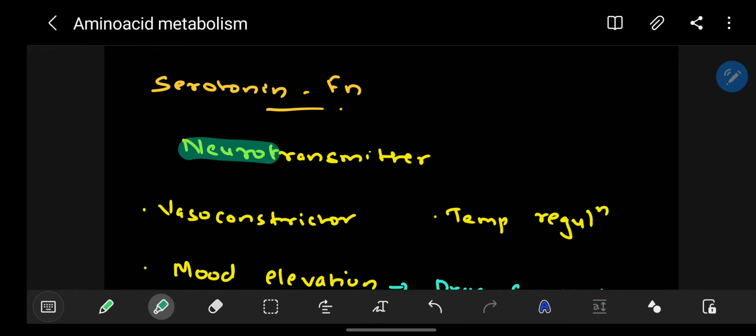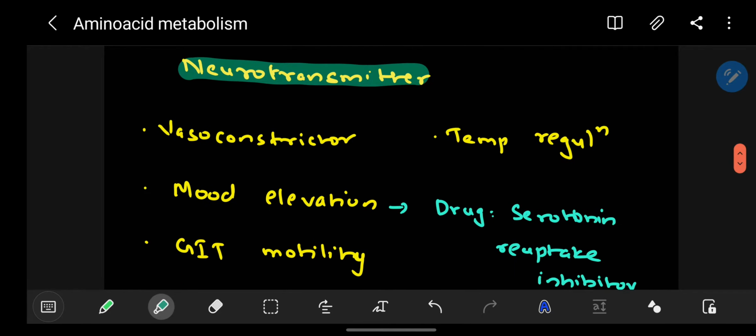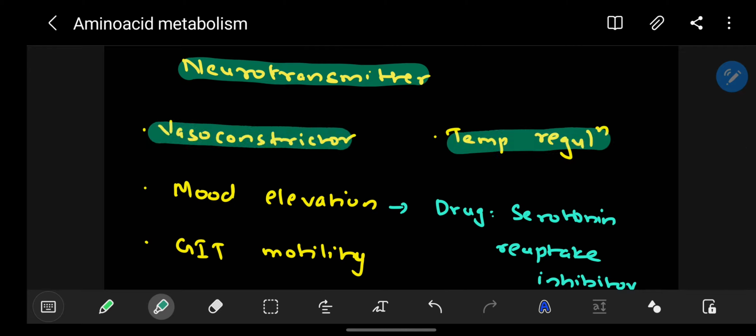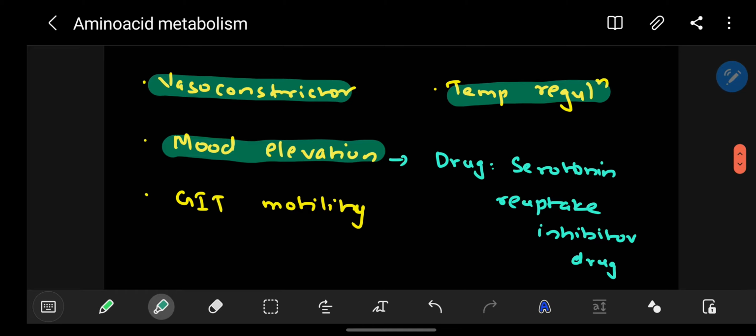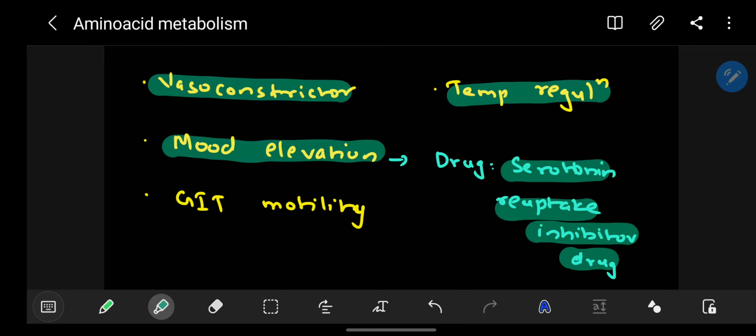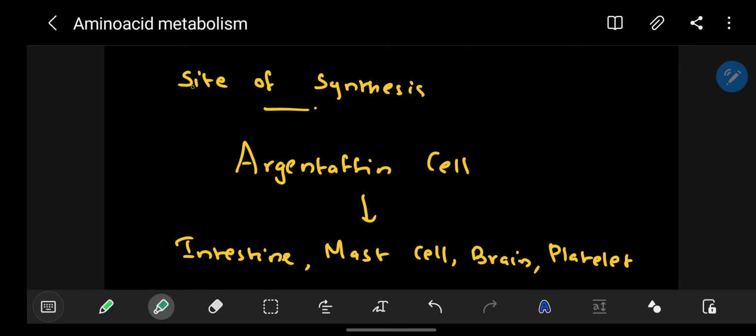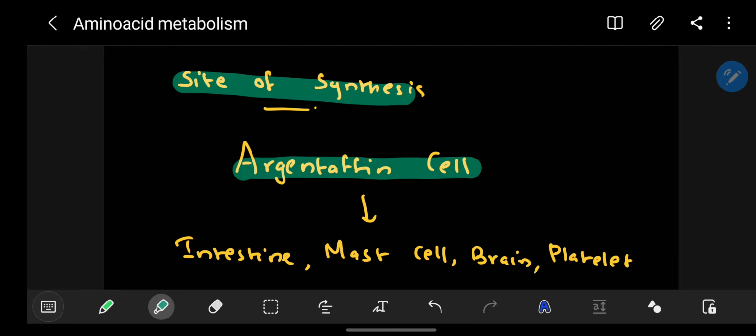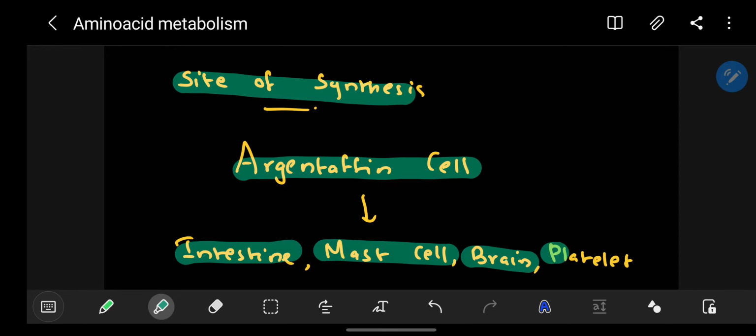The serotonin functions as a neurotransmitter. Okay, it is a vasoconstrictor. It is involved in temperature regulation in our body. So it is a mood elevator. So we are using certain types of drugs such as serotonin reuptake inhibitors for depressed patients. It also increases the GI motility. The site of synthesis of serotonin is the argentaffin cells. The argentaffin cells are present in the intestine, mast cells, brain, and platelets.